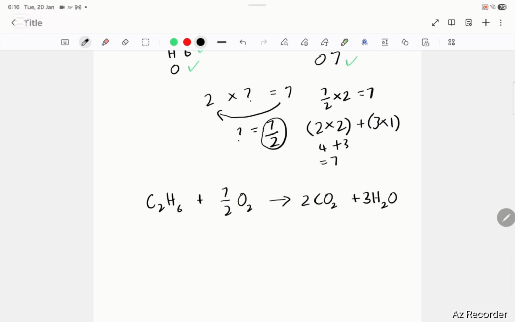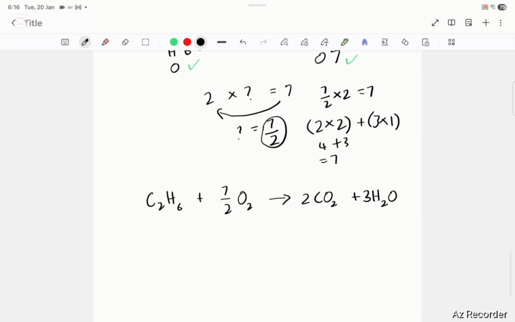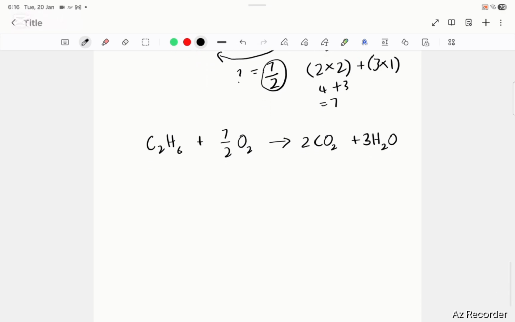Let me just check one last time if everything's okay. Okay, carbon check, hydrogen check, oxygen check. Alright, so this is a balanced equation, and that's how you balance a chemical equation.